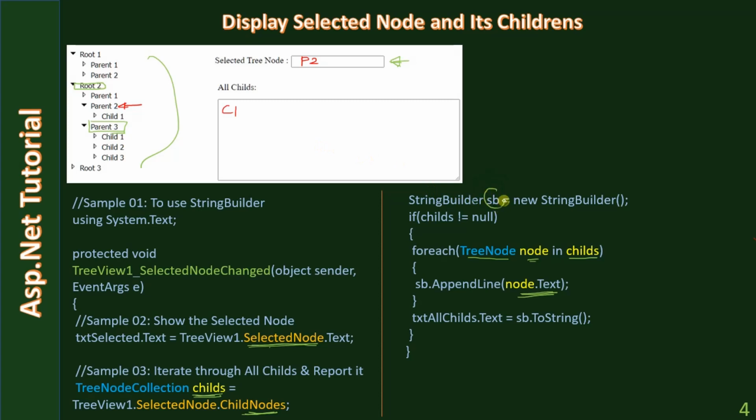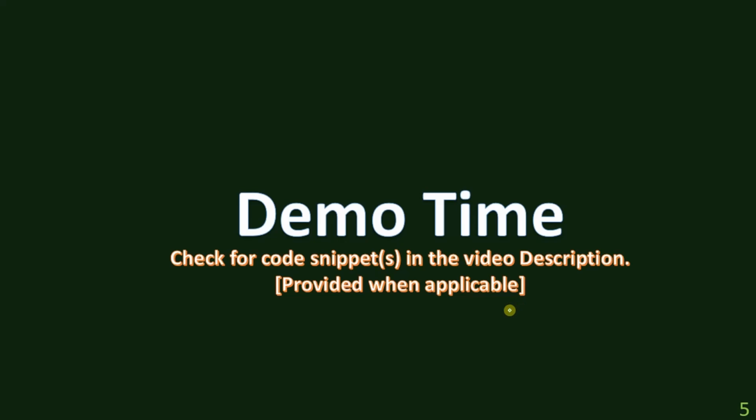So here we already created the StringBuilder and we are appending the selected node text. Finally, from the StringBuilder we are making a call to ToString and populating the txtAllChild. So this is txtAllChild and we are populating that from the StringBuilder. Now let's go to the demo and make modifications to our web form and handle the selected node changed event.